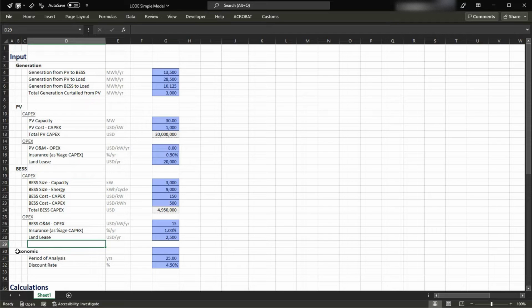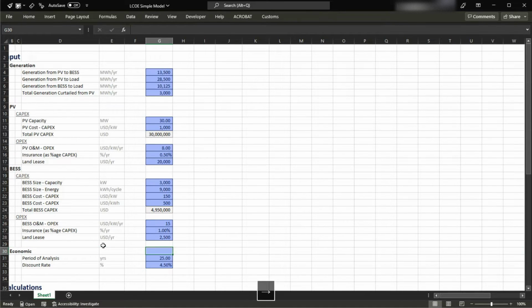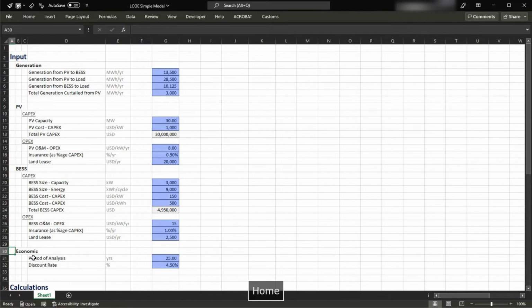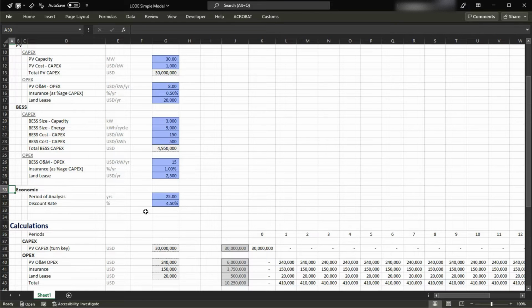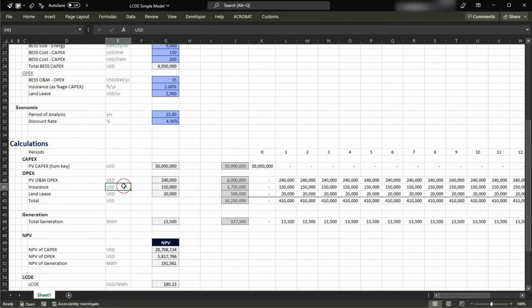Let me check if everything is correct. So we have the economic. Let me clean this thing here. So we have the economic, we have the generation, PV, BESS, and economic inputs, right? So there's nothing else that we need to do, I believe. Let's see, I hope I'm correct in here. So let's now work on our calculations, okay?